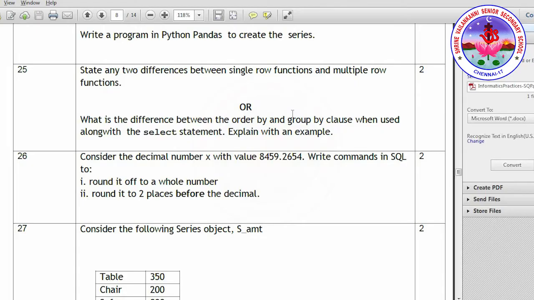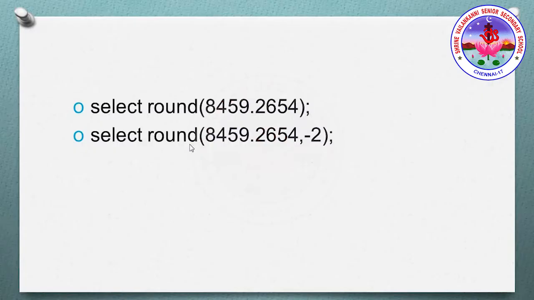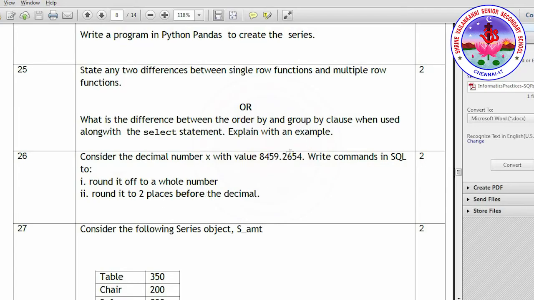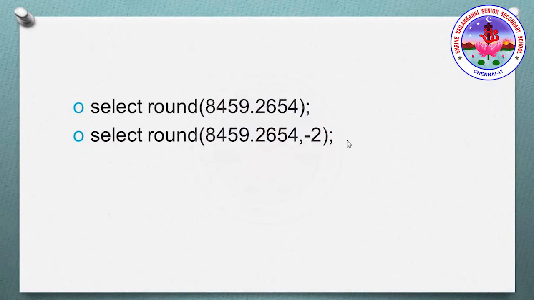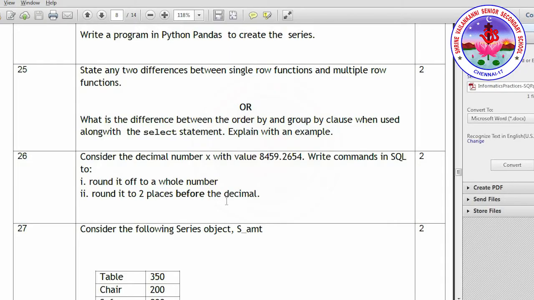That's also the same. The next question is round it to 2 places before the decimal. Okay, so read the question properly, not after the decimal. Before the decimal positions, we have to round it off 2 places. So we have to use the negative parameter. So round of 8459.2654 comma minus 2. Okay, since they are asked about 2 positions before the decimal, we have to write minus 2.